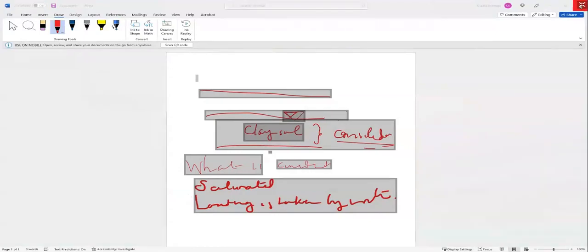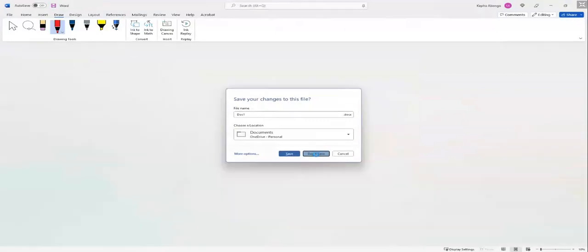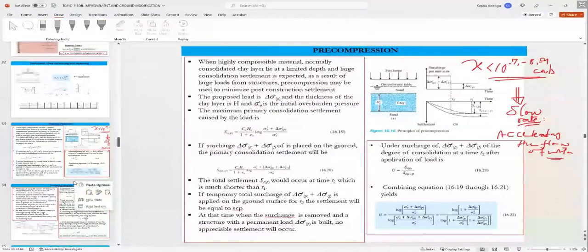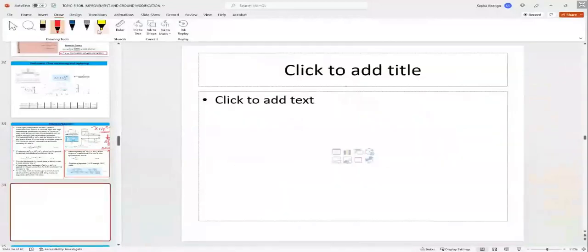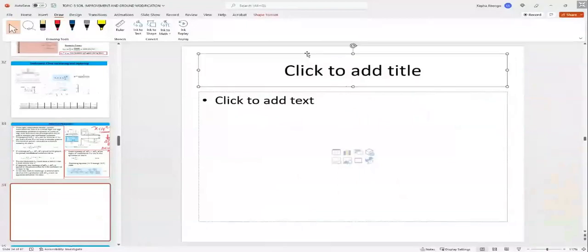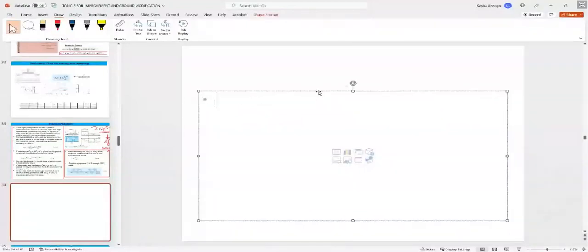I hate the way the Word document looks. I want to get that out. Let me just use my PowerPoint.